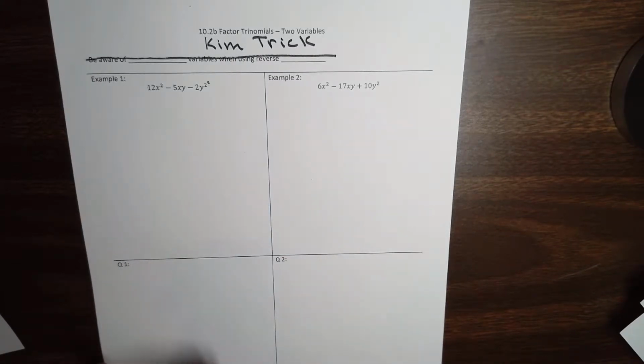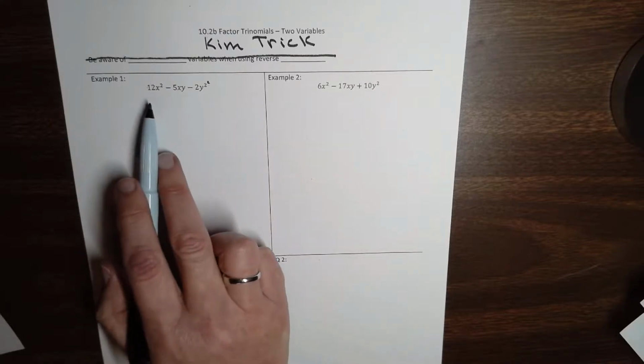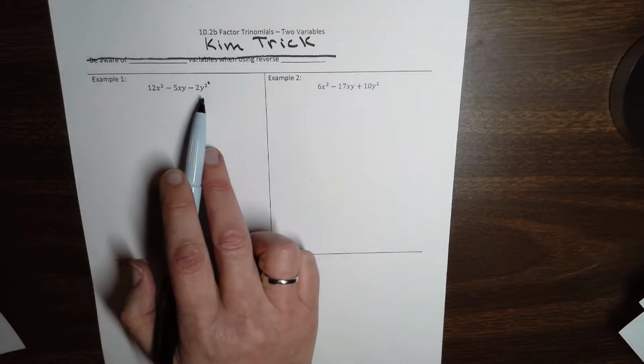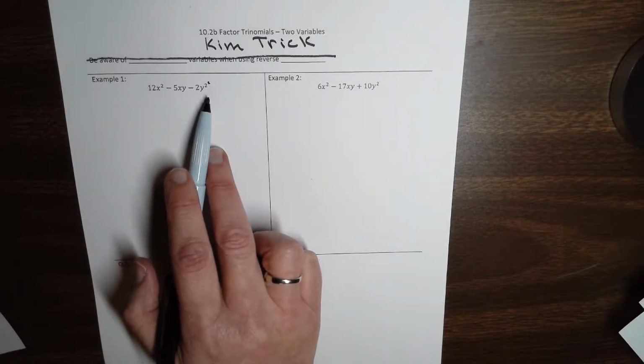Just one thing to think about when using the Kim trick is it has to be a trinomial to be able to use the Kim trick. The Kim trick will not work unless it is a trinomial. So the first step in doing this is checking to see if you can factor out a GCF. Looking at what we have in our trinomial here, there is no GCF to factor out.